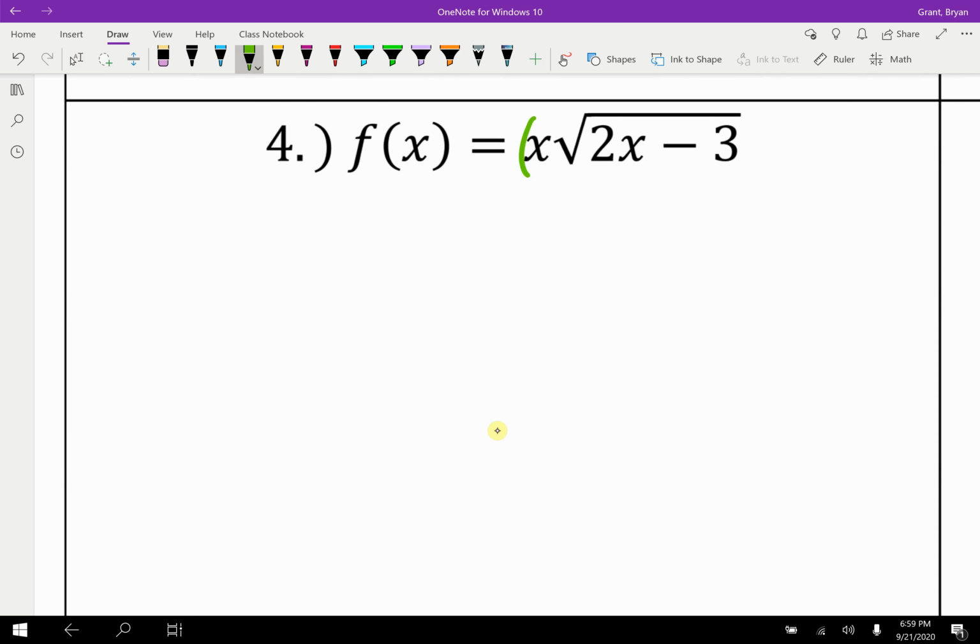I see two functions here. I see x times (2x minus 3) to the 1/2. Let's pretend the square root isn't there. I mean, who wants that square root anyways? And I think because we have those two functions multiplying, we'll probably need the product rule here.